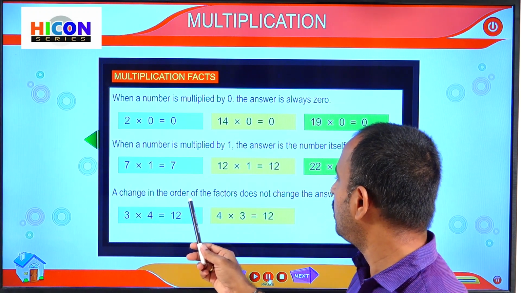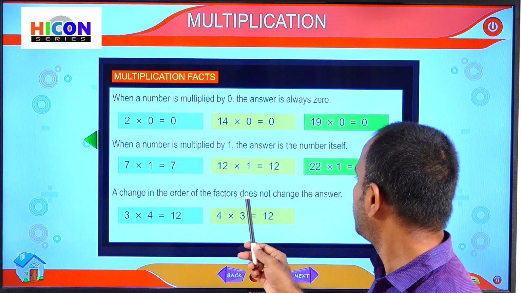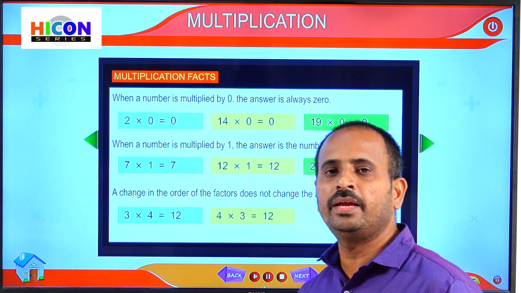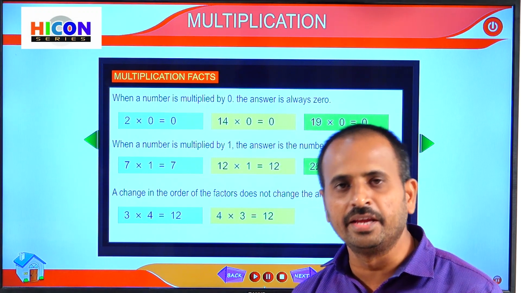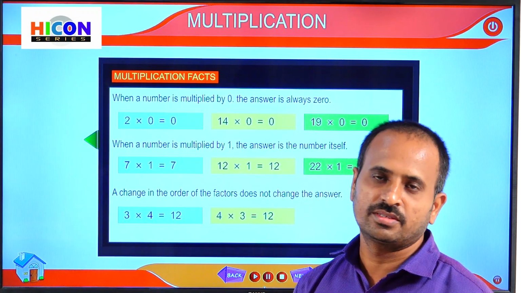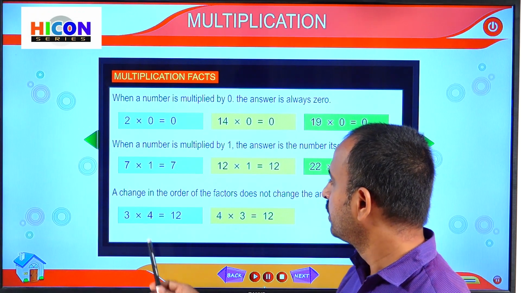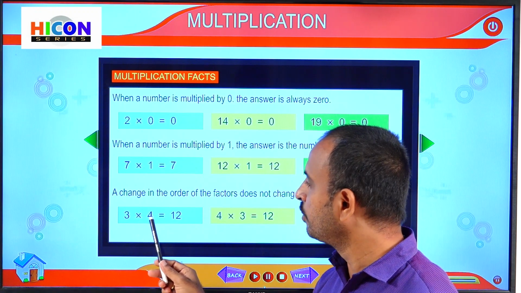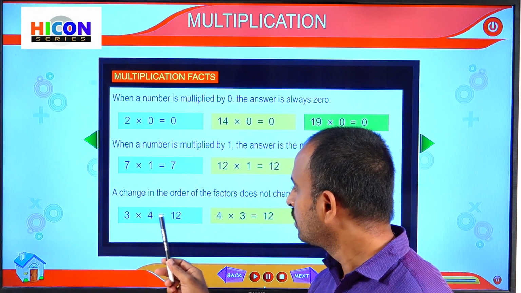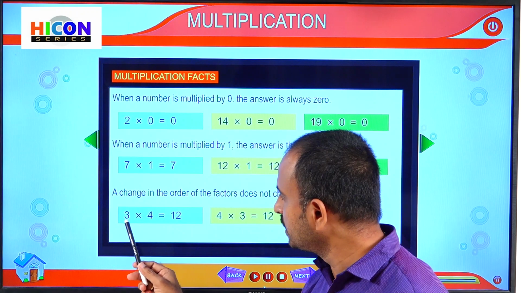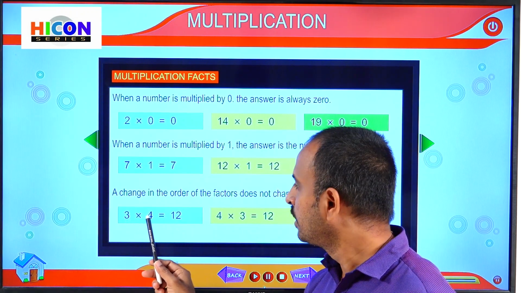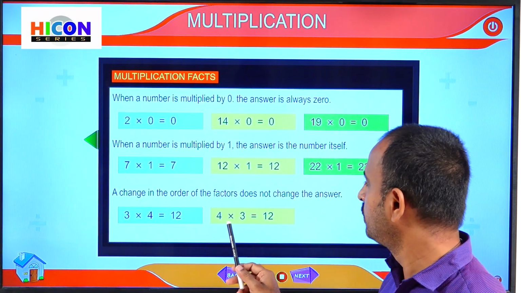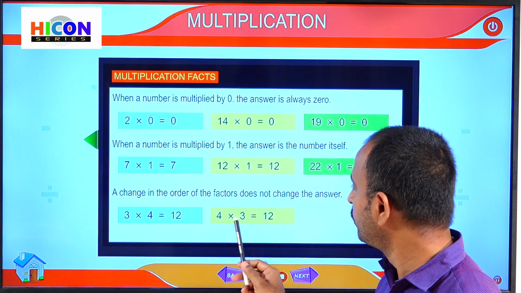A change in the order of the factors does not change the answer. That means if you multiply any two numbers in any order, you will get the same answer. So see one example here. So here we have multiplied two numbers, that is 3 into 4. So 3 4 the answer is 12. Here 3 is taken as the first number and 4 is taken as the second number. So see here the next example. Here the numbers are 4 into 3.